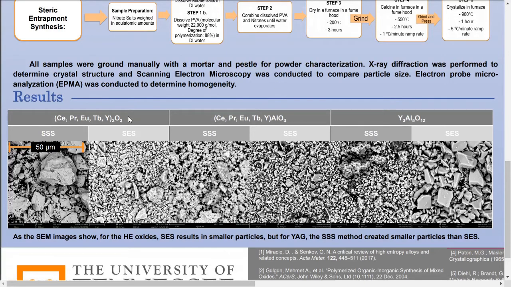Here are the SEM results. For the high-entropy sesquioxide, you can see that the solid-state synthesis method created larger particles than the steric entrapment synthesis method did. For the high-entropy perovskite, the solid-state synthesis method also created larger particles than steric entrapment did. For the low-entropy garnet, solid-state created smaller particles than steric entrapment did. As the SEM images show, for the high-entropy oxides, steric entrapment synthesis results in smaller particles, but for YAG, the solid-state synthesis method created smaller particles than steric entrapment did.